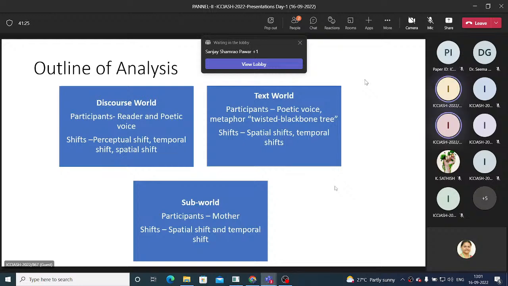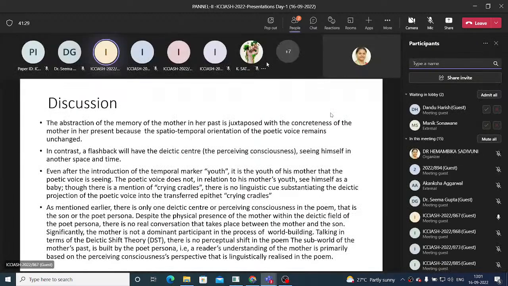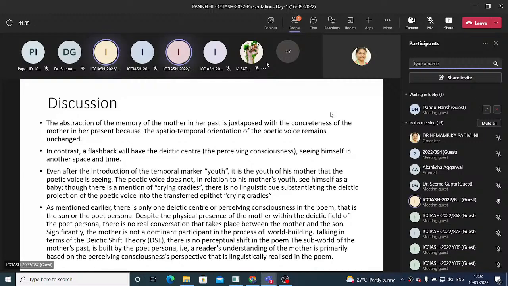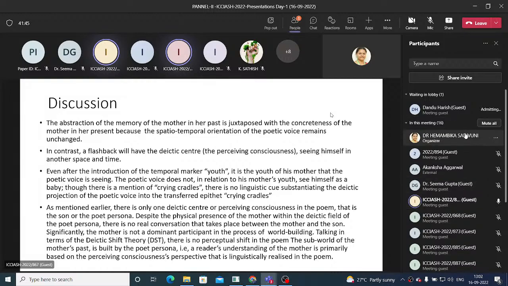So this is the most important part of the paper, the discussion. What is the point in doing a discussion like this? What are we arriving at? Our only understanding of the mother from the words of A.K. Ramanujan in the poem is from the poetic voice. There's constantly a discussion of the poetic voice talking about the difficulties that the mother has faced in the poem. But time and again, there is no real perceptual shift.